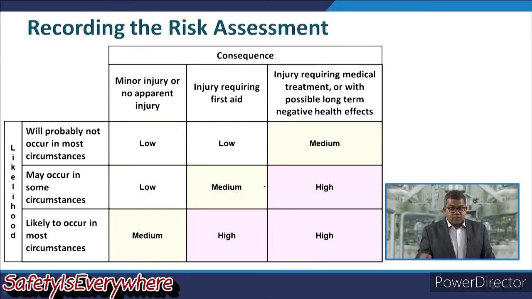Then while recording the risk assessment, you may adopt this type of table. One part you may include is the consequences, including minor injury or not apparent injury, injury requiring first aid, injury requiring medical treatment, or with possible long term negative health effects, etc. So you may ask about the likelihoods: will the probability not occur in most circumstances? If it is low, then definitely, and the last aspect is medium, then definitely you need to pay severe attention.